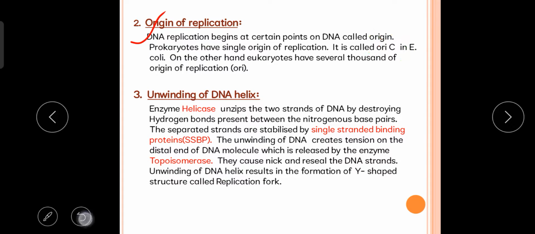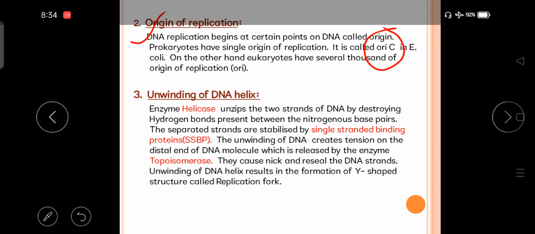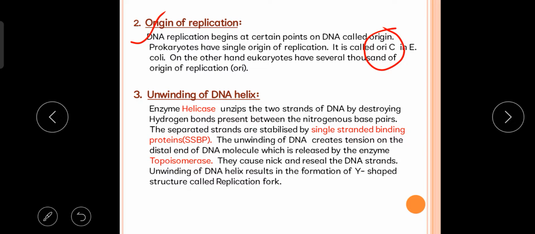ORI means origin of replication. Okay, ORIC. Remember? Origin of replication means after getting the deoxyribonucleotides, the next step is the recognition of the origin of replication, the point of origin. The point from which the DNA replication will begin is called the ORIC in E. coli bacteria.